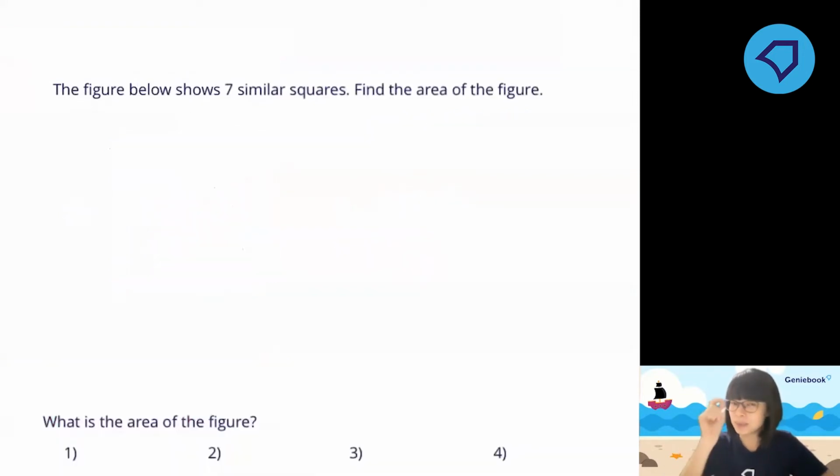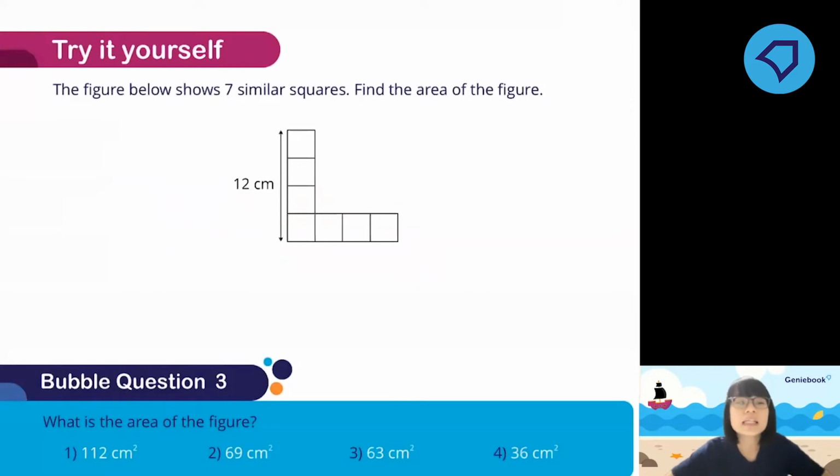It's going to be a little bit trickier. The figure below shows 7 similar squares. Find the area of the figure. Okay, so this one is a little bit tricky. So let me help you out over here. The first thing you need to do is to find the area of one square. Then you can multiply it by 7 squares. But in order for you to find the area of one square, you need to find the length of one square. Can you find the length of one square first?